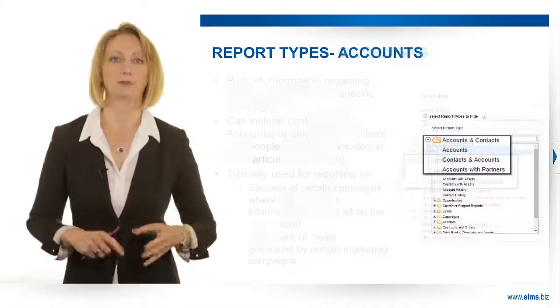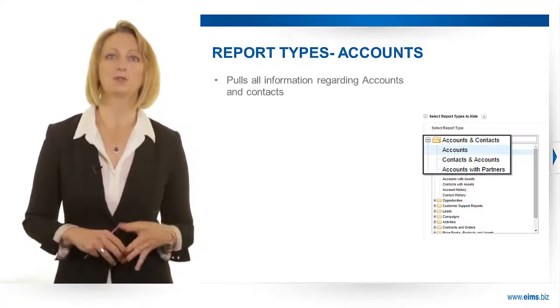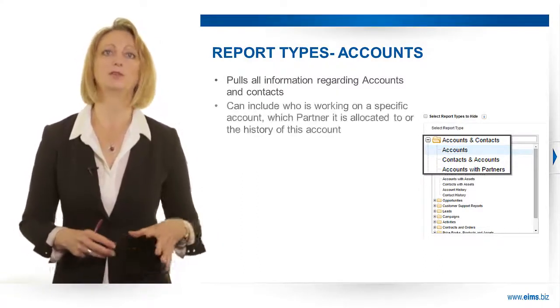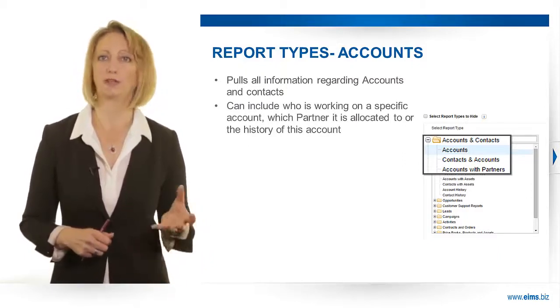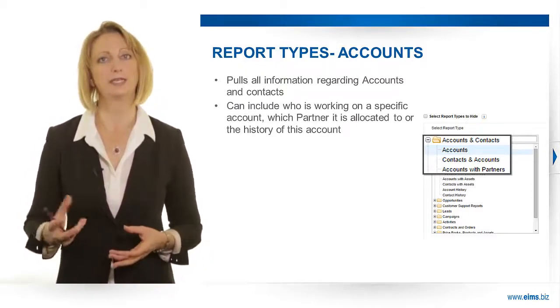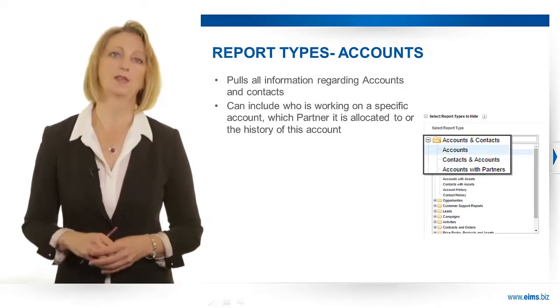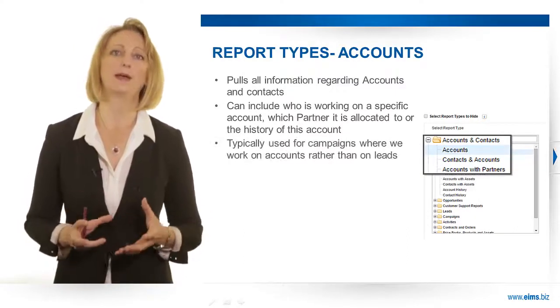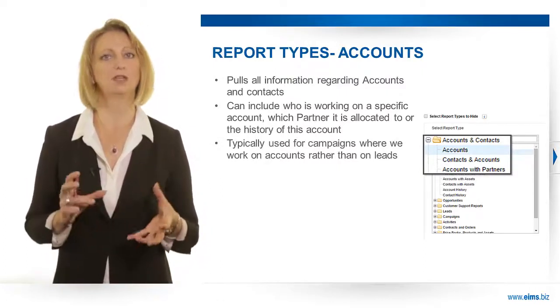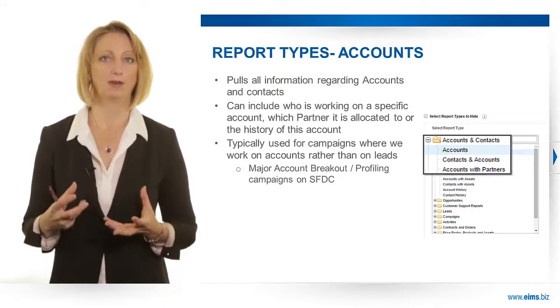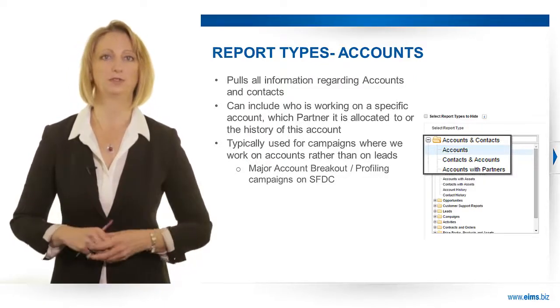Then we have the accounts report. And this pulls all information regarding accounts and contacts. It can also include who is working on a specific account, which partner it is allocated to, or the history of this account. This report is typically used for campaigns where we work on accounts rather than on leads. So, for example, major account profiling on Salesforce.